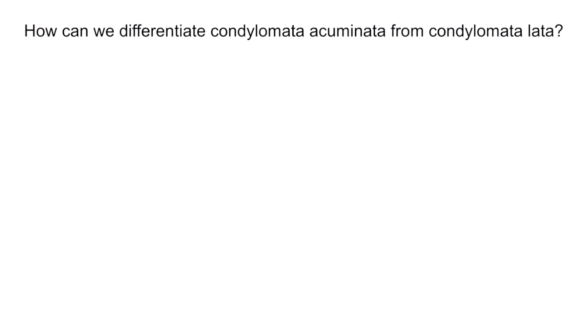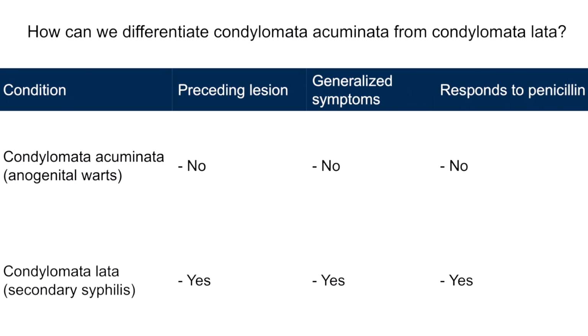How can we differentiate condylomata acuminata from condylomata lata? Now, condylomata acuminata is another term for anogenital warts that we've just discussed. Condylomata lata is a wart-like lesion seen in patients with secondary syphilis. Before we go through the table, it's worth mentioning that the appearance of these lesions is not a good indicator of which disease is present, since the genital lesions of secondary syphilis often imitate those of anogenital warts.